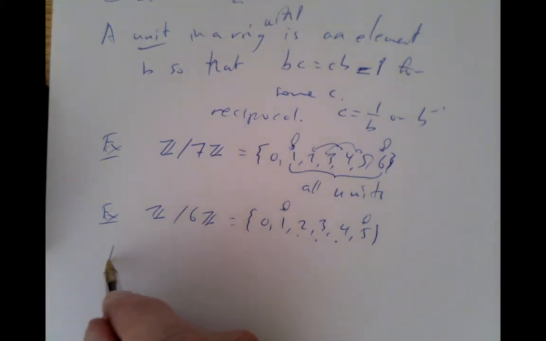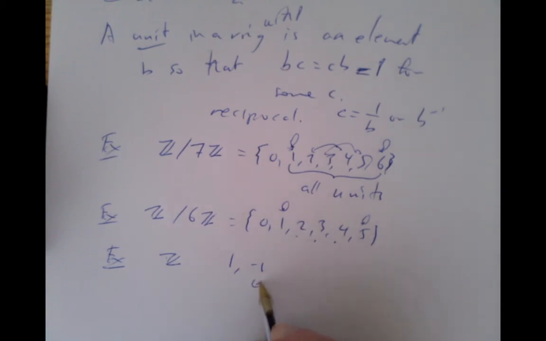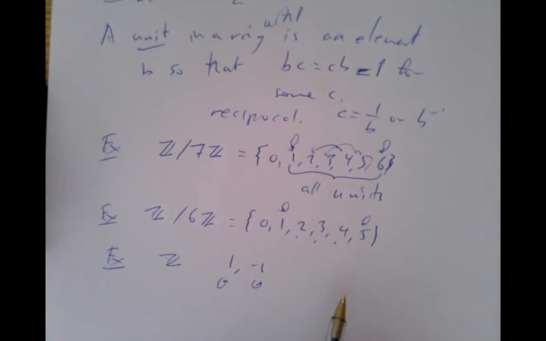If we look at the integers again, inside the integers, 1 and minus 1 have reciprocals. Minus 1 is its own reciprocal, and 1 is its own reciprocal. But nobody else does. No other integer has an integer reciprocal. So none of the other integers are units. These are the units in the integers.